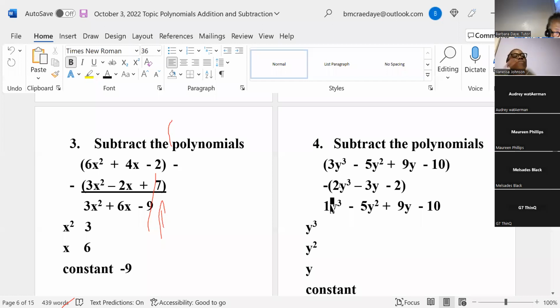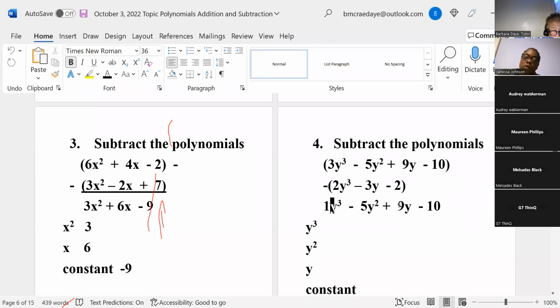Do you see any y to the second in this polynomial? No, I don't see it. So you just bring down the minus 5y to the second, or you could put a 0y to the second. All right, and 0 from a minus 5 will give you the minus 5, right? But notice this is what? Minus, okay, now you're at your y, right? So what do you get for your y coefficient?